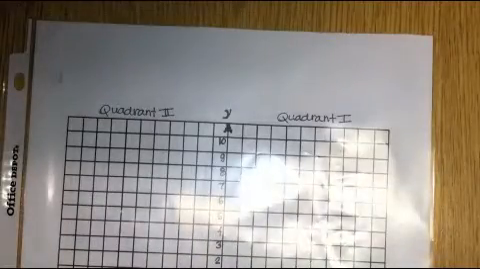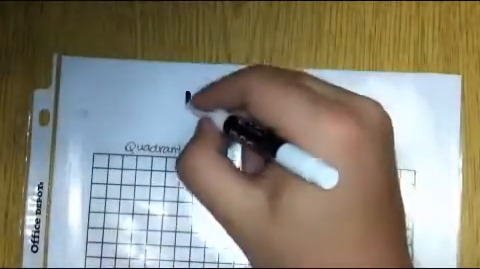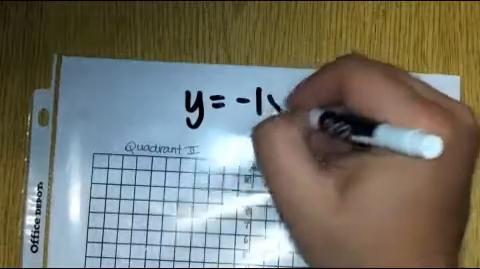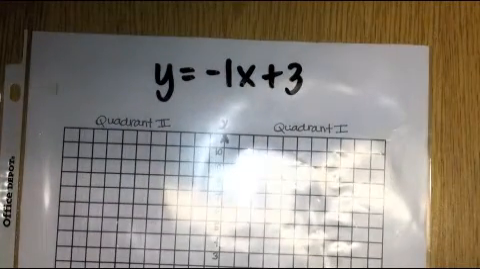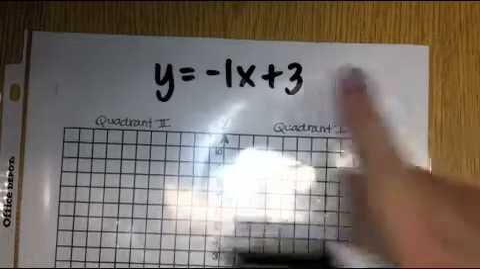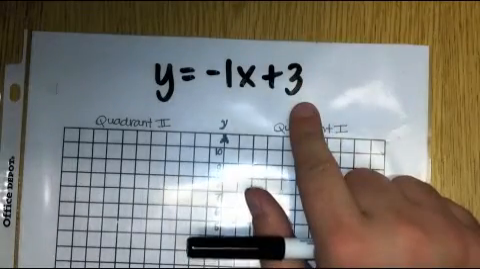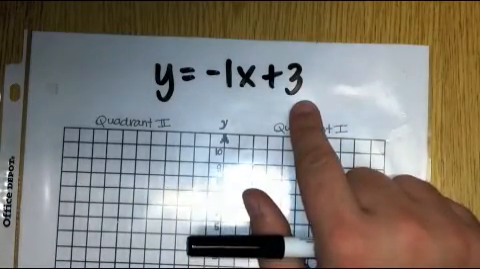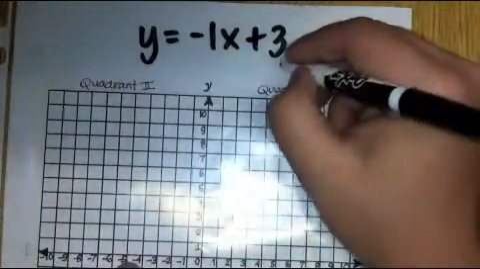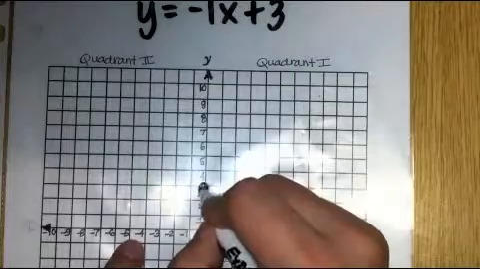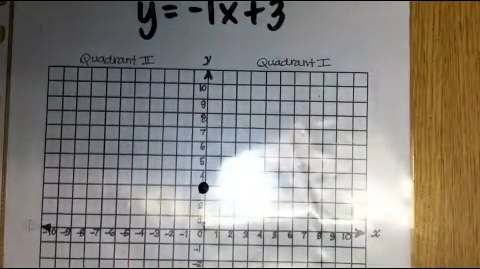So, again, this is what we're graphing. We're graphing y equals negative 1x plus 3. Okay, remember, where are you going to start? You start by graphing the y-intercept, and the y-intercept lives on the y-axis. Okay, so start here. So I'm going to plot a positive 3 on the y-axis.